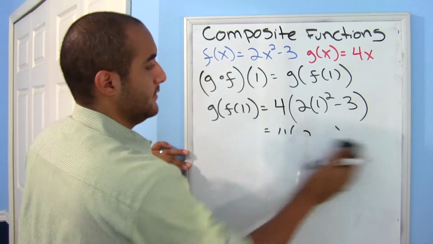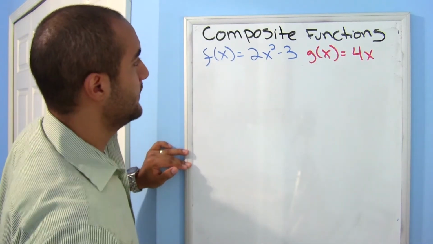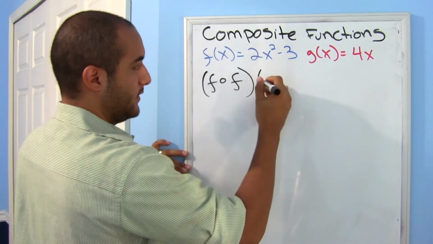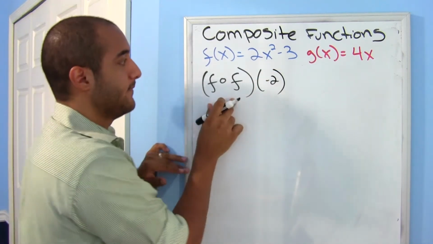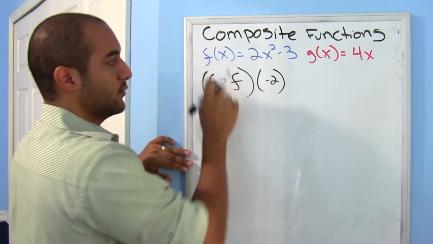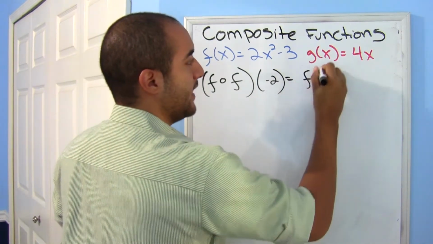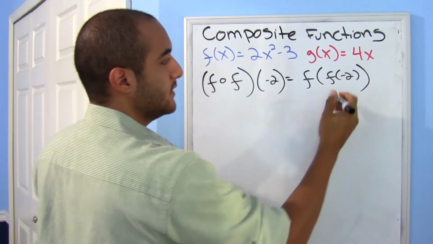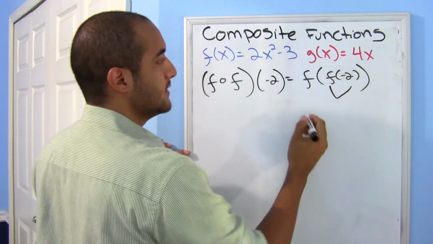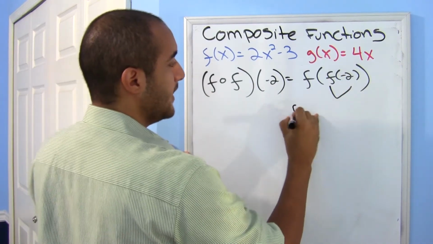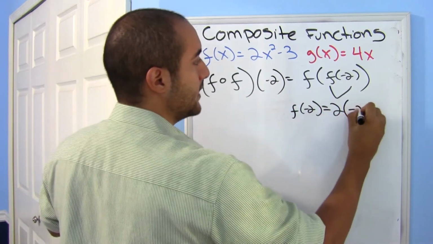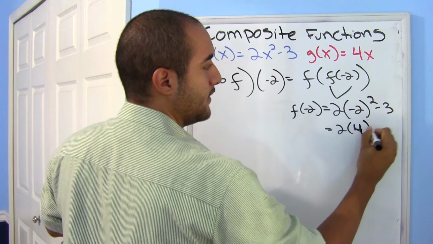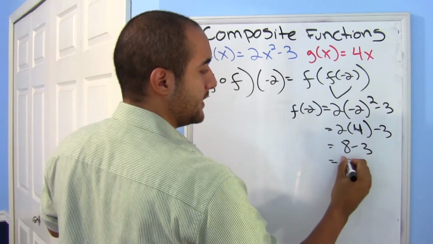What about if they give you something like this? If they give you f composed of f of negative 2. Okay, you can do that. You can go ahead and compose functions with that same function, and that's fine. That just means that you have f of negative 2. So let's do this one individually. Let's find out how much f of negative 2 is. So for that first one, I have f of negative 2 is equal to 2, negative 2 squared minus 3. Negative 2 squared is 4, so 2 times 4 minus 3, 8 minus 3, okay, and that's 5.